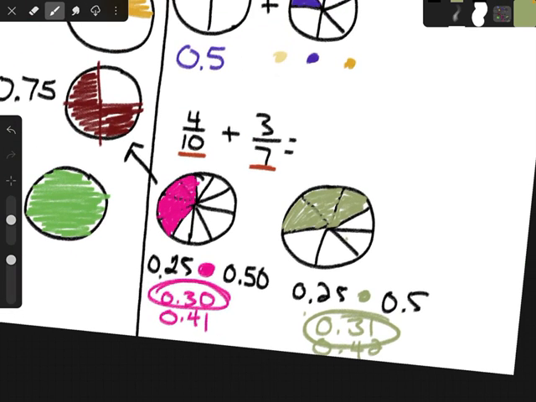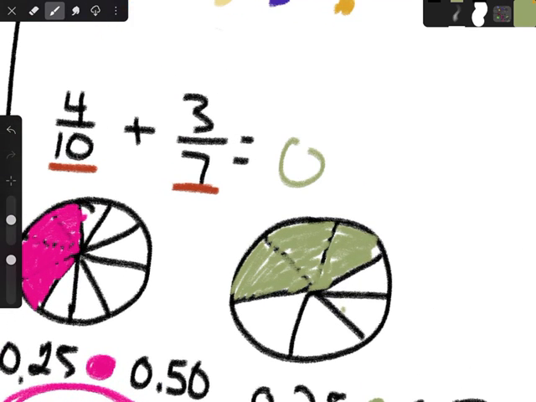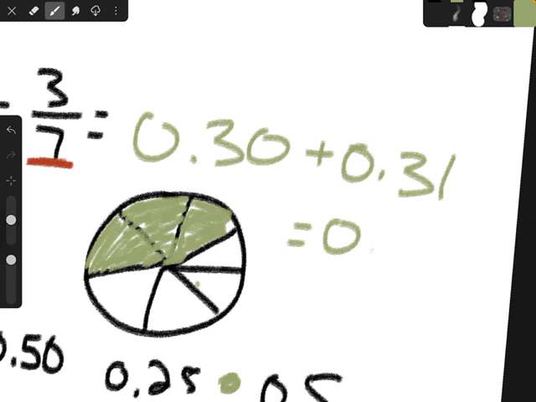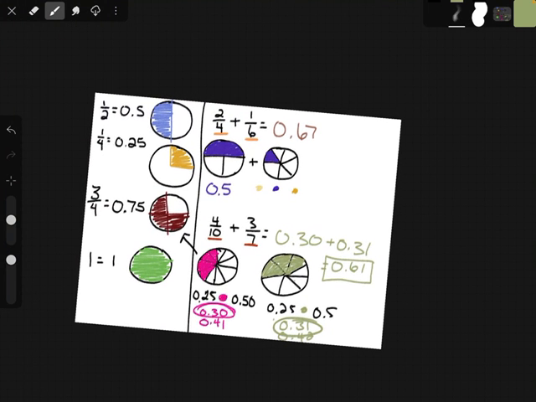Okay, so let's use this number. So 0.30 plus 0.31 is what? 0.61. Okay? If you have any questions, let me know.